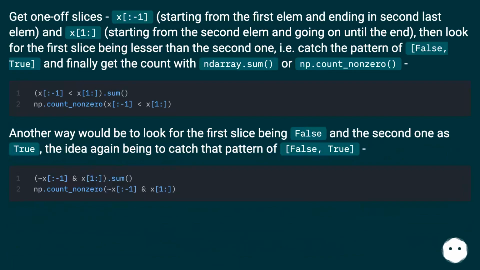Get one-off slices: x[:-1], starting from the first element and ending in the second last element, and x[1:], starting from the second element and going on until the end. Then look for the first slice being lesser than the second one, i.e. catch the pattern of false, true, and finally get the count with array.sum or np.count_nonzero. Another way would be to look for the first slice being false and the second one being true, the idea again being to catch that pattern of false, true.